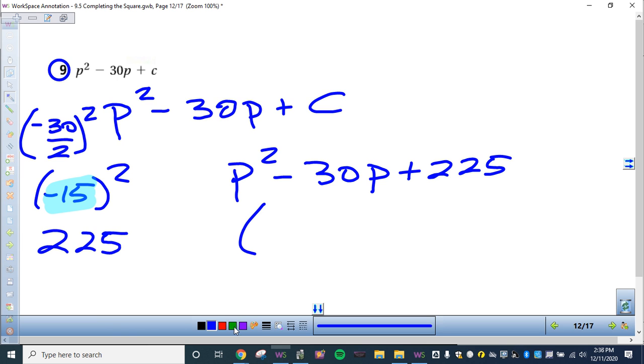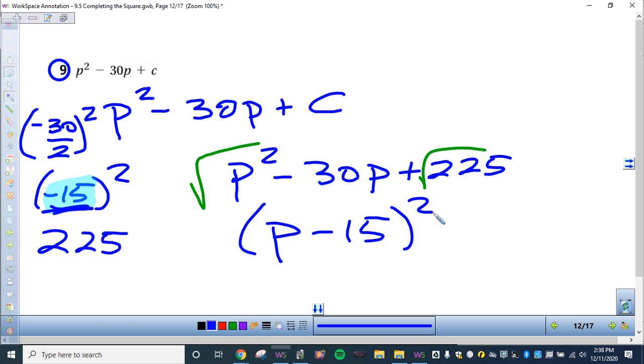So we're thinking about square rooting first and last. And this is where that negative 15 repeats. So p minus 15 squared. You're done.